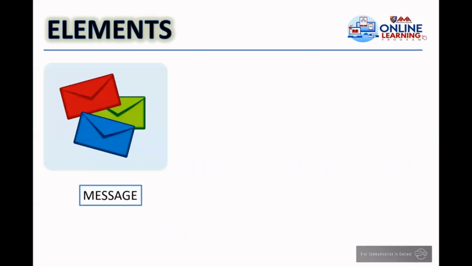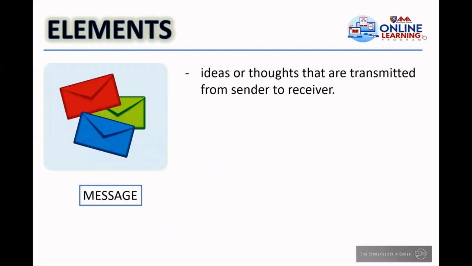Now the second element, the message. The message or the messages are the ideas or thoughts that are transmitted from the sender to receiver. They are usually transmitted with symbols and or observable signals. Again, what are the symbols or observable signals that may be used in sending the message? These are the language, the words, the gestures, the facial expression, and or the body language.